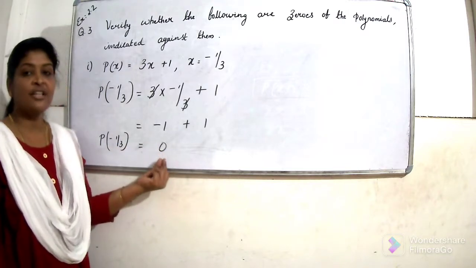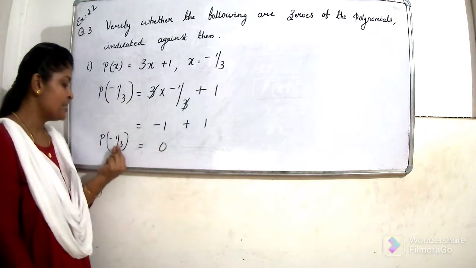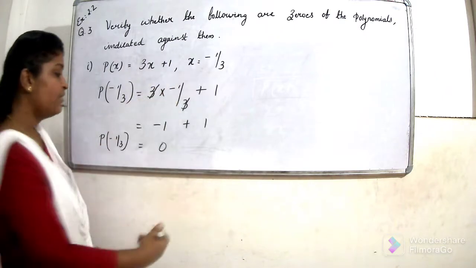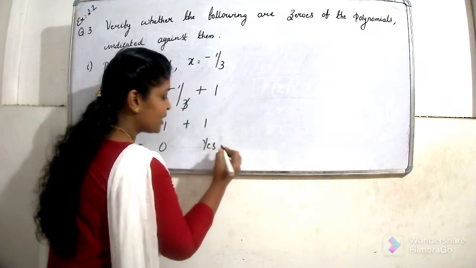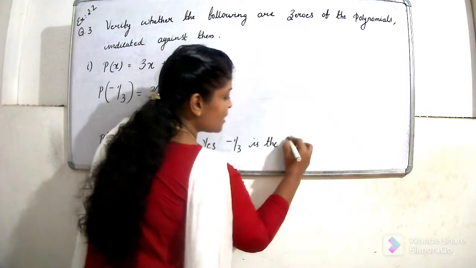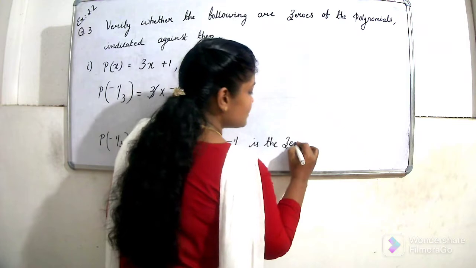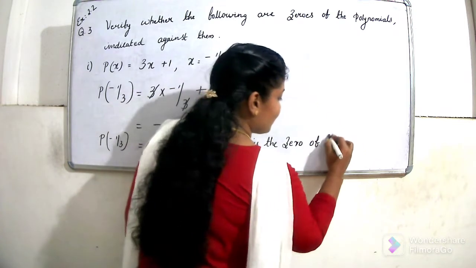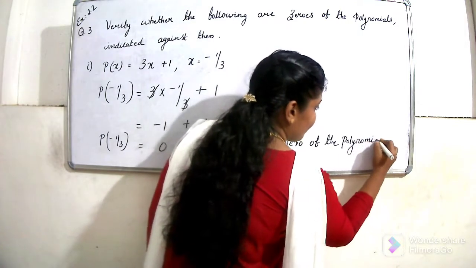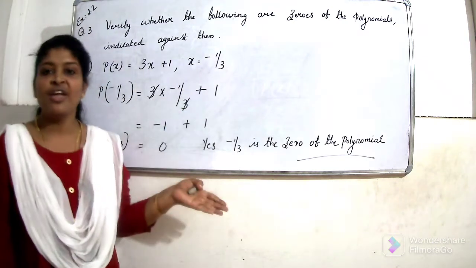So whenever we get the answer as 0, we can confidently say negative 1 by 3 is the 0 of this polynomial. So that we have to write: yes, negative 1 by 3 is the 0 of the polynomial. So this is the way we have to do.